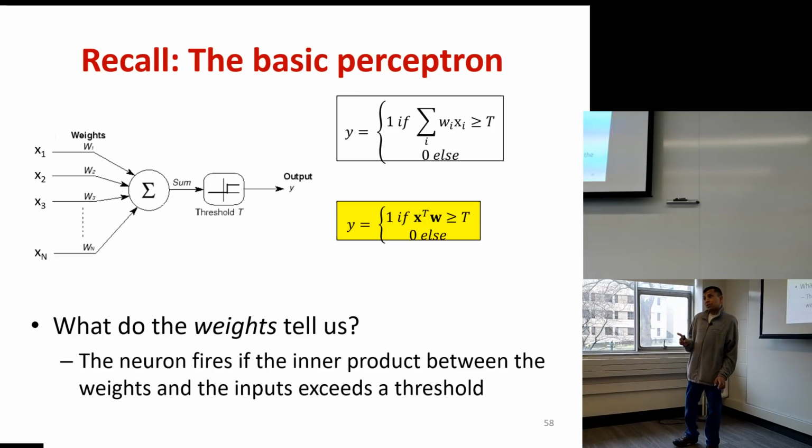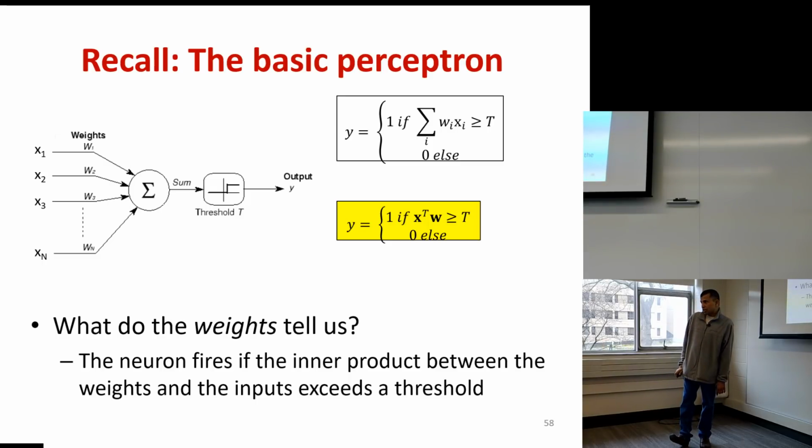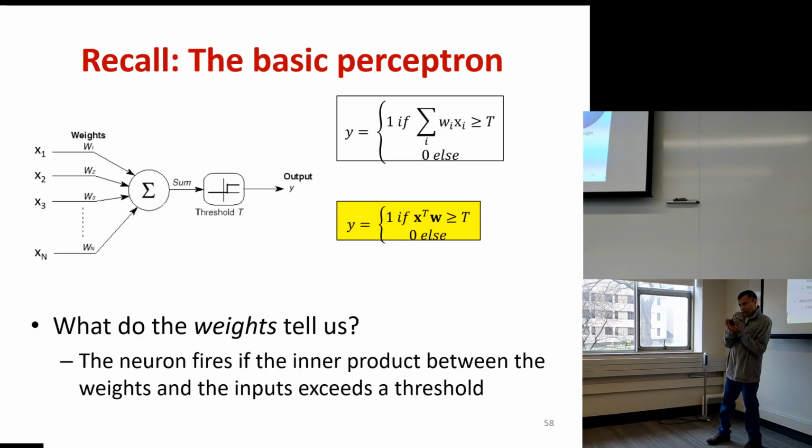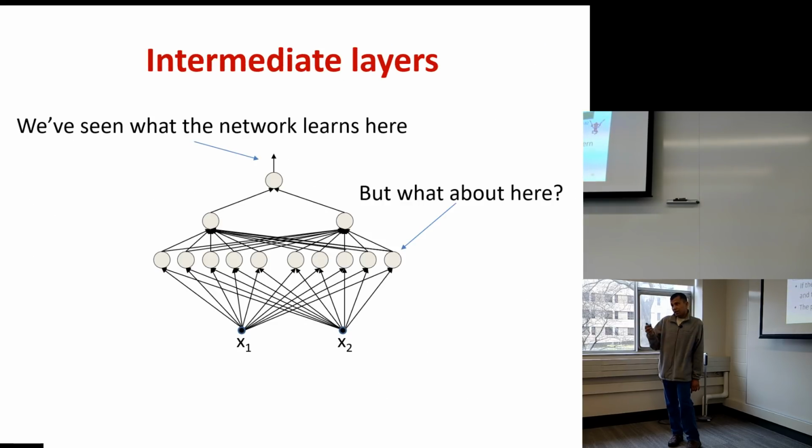But what did the weights tell us? We saw this in the first or the second class, right? The neuron fires if the inner product between the weights and the inputs exceeds a threshold, right? So specifically, we saw early on that I can think of the argument of the threshold function as the inner product between the weight vector and the input vector. And if this inner product exceeds a threshold, the neuron's going to fire, which means that if the angle between the weights vector and the input is lesser than a threshold, the neuron is going to fire, right? Alternately stated, the neuron fires if the input vector is close enough to the weight vector, or if the correlation between the weight vector and the input vector exceeds a threshold, right?